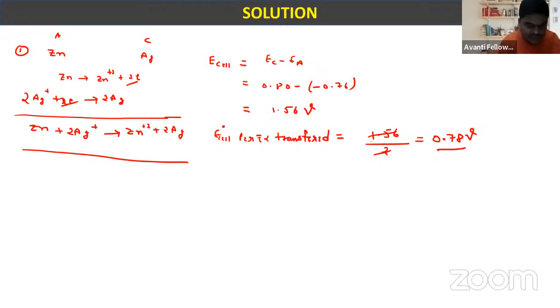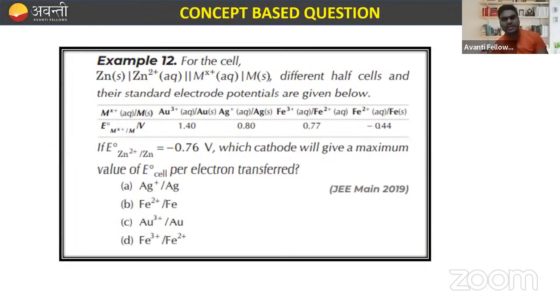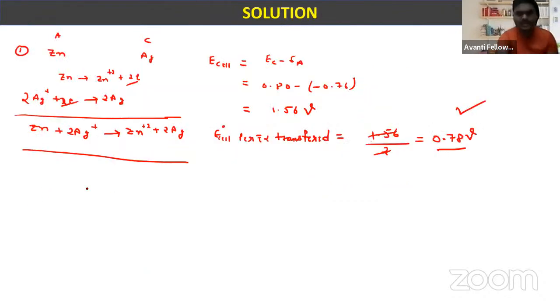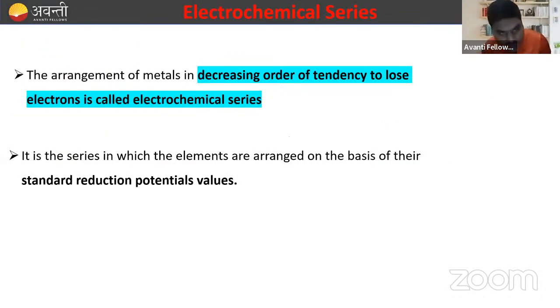Always remember 0.78 volt. On the similar basis, you need to calculate for all. So you get to know that only A has the maximum value. If you calculate for zinc and Fe, you'll get a value like 0.16. For the rest of the three options, you need to calculate, and you'll get to know that for Ag we have the maximum. So this is how we can calculate.